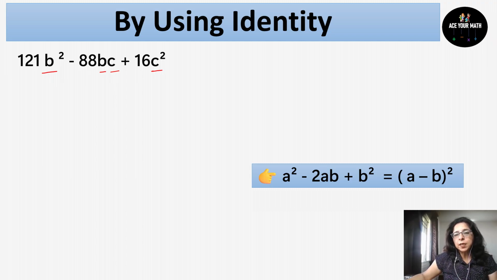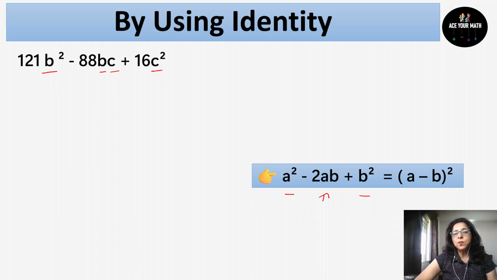See, look at the identity. The first term is square of a, the last term is square of b, and the middle term is minus 2 and then a and b. So what we are going to do is convert this expression into this identity. And we will see whether we can use this identity or not.